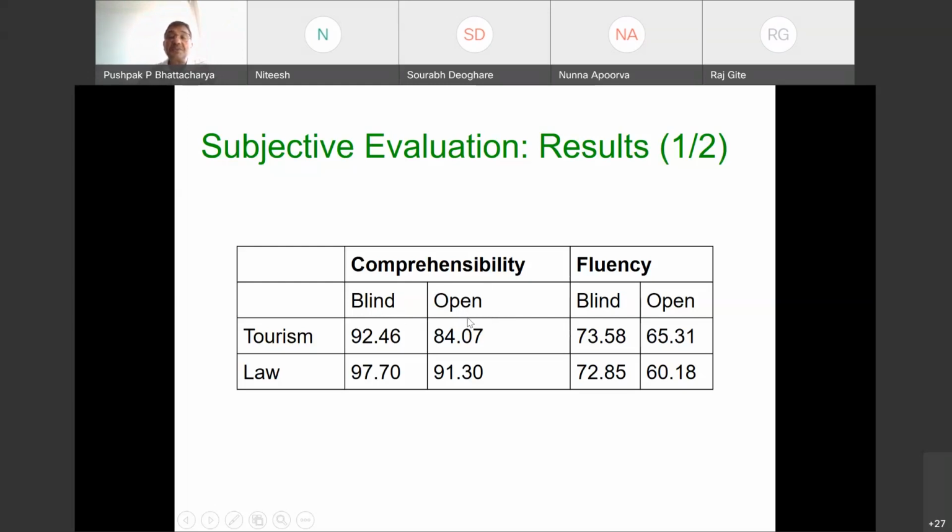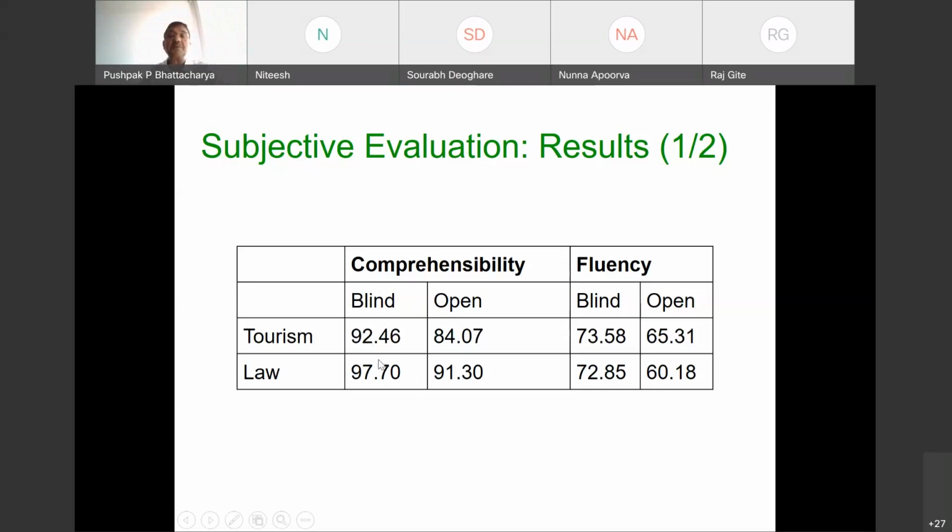Now, when the evaluator is able to look at the source sentence, the expectation becomes higher, right? The meaning is in front of the evaluator. Now, if the target sentence or the translated sentence is not properly conveying the meaning, then the rating would fall. Maybe only part of the meaning is conveyed. In case of blind testing, the fact that only part of the meaning is conveyed is not known because the source sentence is not in front of the evaluator. So naturally, in blind testing, the comprehensibility score is typically higher than in open testing.